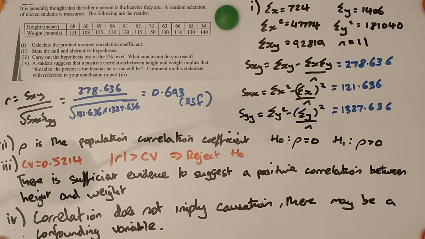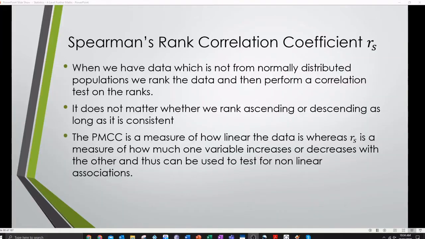Okay, on to Spearman's rank. Now on to Spearman's rank correlation coefficient, which we label with R with a subscript of S. So when we have data which is not from a normally distributed population, we rank the data and then perform a correlation test on the ranks. It does not matter whether we rank ascending or descending as long as it's consistent.